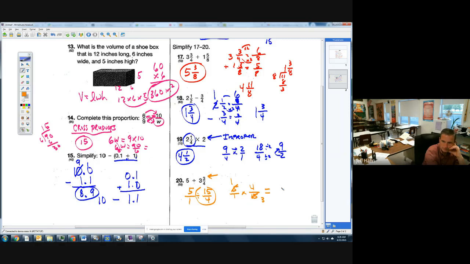Shaboom. 1 times 4 is 4. 1 times 3 is 3. It's 4/3, but I can't leave it as 4/3. As a mixed number, 3 goes into 4 one time with 1 left over. So I end up with 1 1/3.